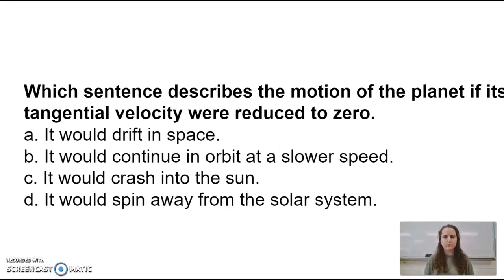Which sentence describes the motion of the planet if its tangential velocity were reduced to 0? This is C. It would crash into the sun. The sun has a greater mass than whatever object that we are on in the solar system, so it has that great mass, and we would be very attracted to the sun. So if we stopped moving altogether, if our tangential velocity was reduced to 0, just like it says here, then we would be gravitationally attracted to the sun, and we would crash into the sun.